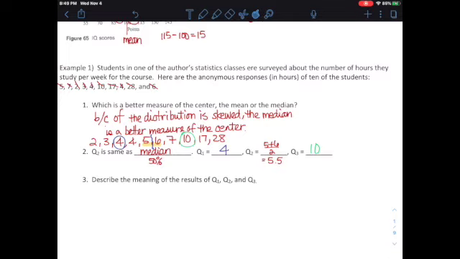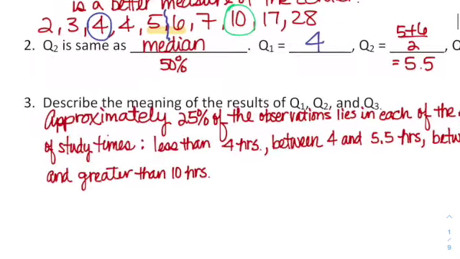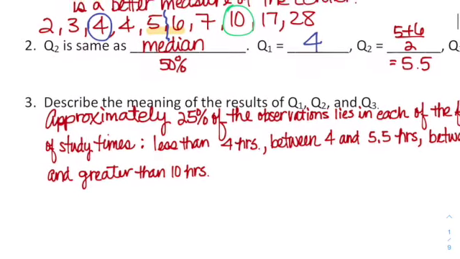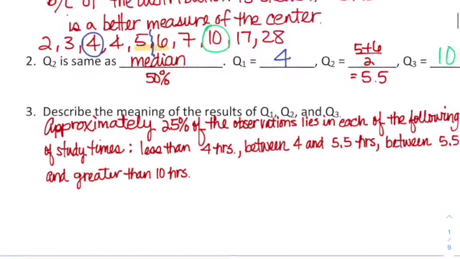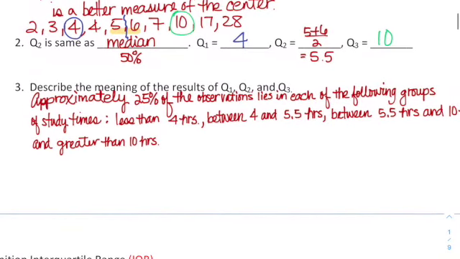Now, if you know how to do this on the calculator, you can also pick up the numbers from the calculator. Number 3. Describing the meaning of the results of Q1, Q2, and Q3. Now, from the previous discussion, you guys know that Q1 is at 25%, Q2 is at 50, and Q3 is at 75.